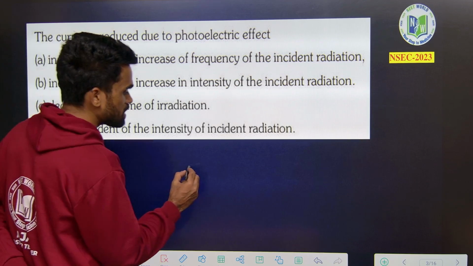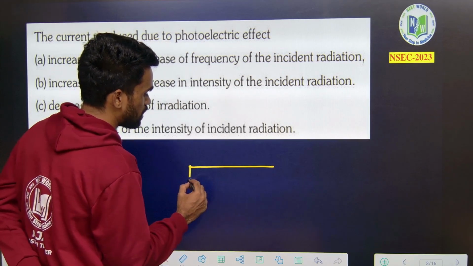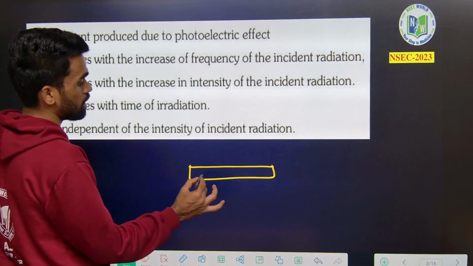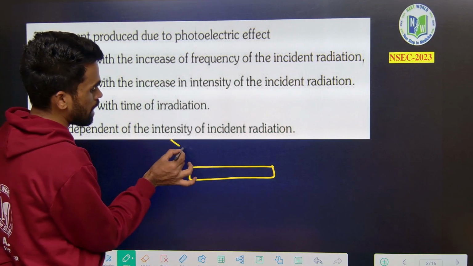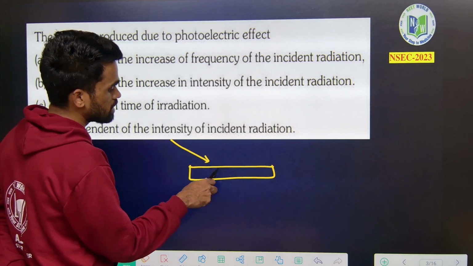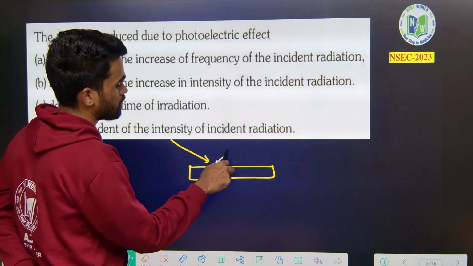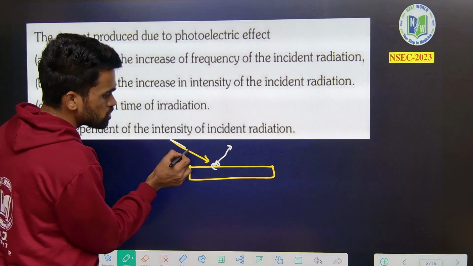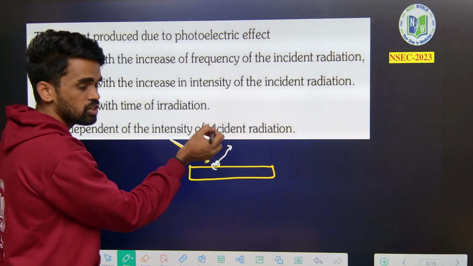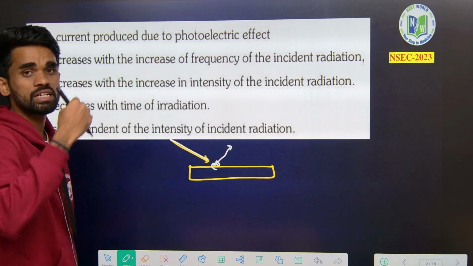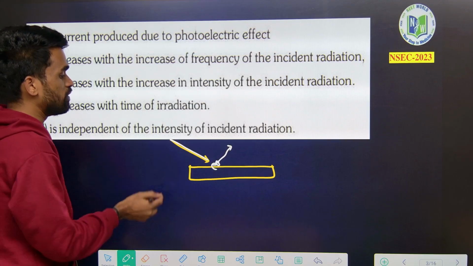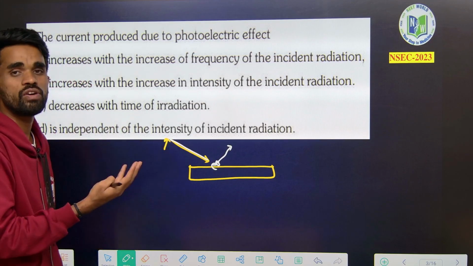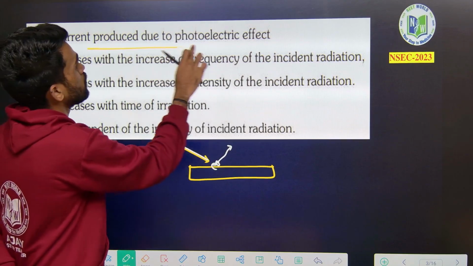See, the basic understanding of photoelectric effect will help you to answer this question easily. If this is a metal surface, and we are using a light source to eject the photoelectrons from this metal surface, and this light source is sufficient to eject the electron, then photoelectric effect is observed. Now look here, if I increase the frequency, there is no effect on the photoelectric effect.